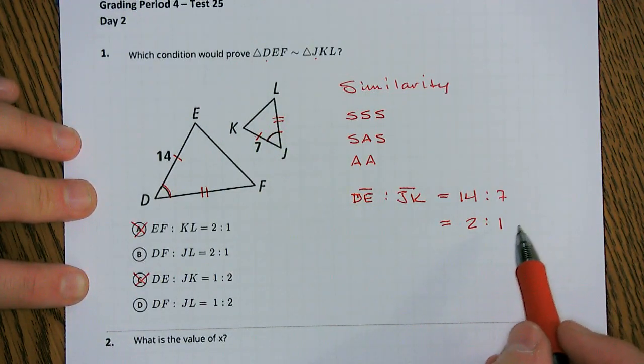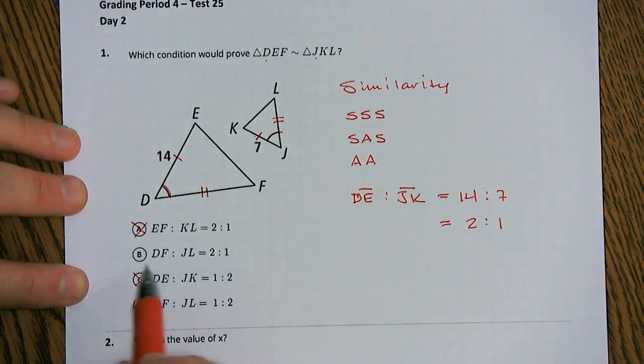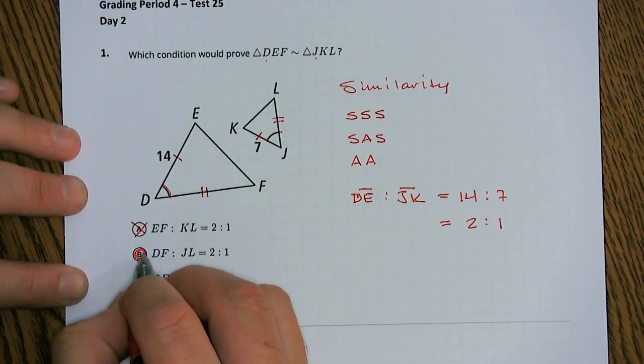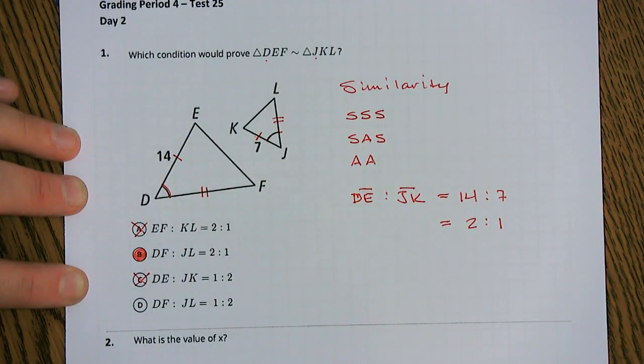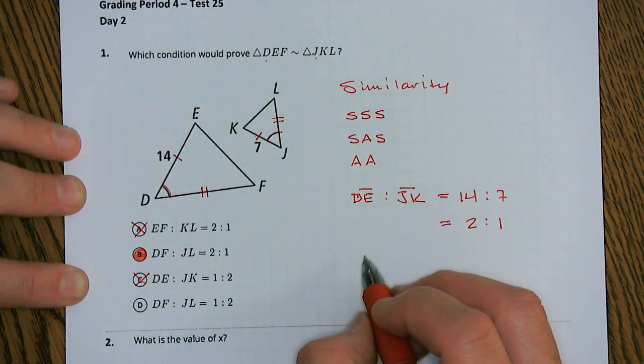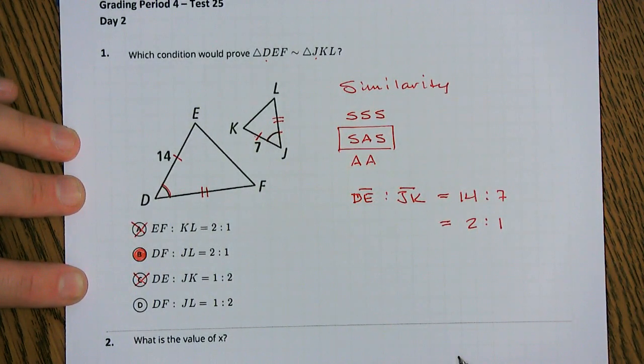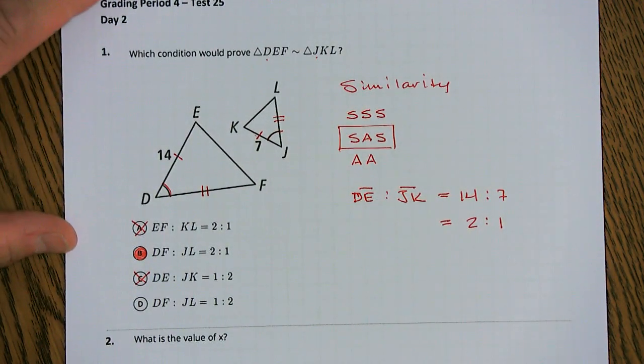Okay, so we're looking for the one that has a 2-to-1 ratio of DF and JL, so that's why our answer is going to be B. Okay, so we can see that we have similarity by side, angle, side, similarity. All right, let's take a look at our next one.